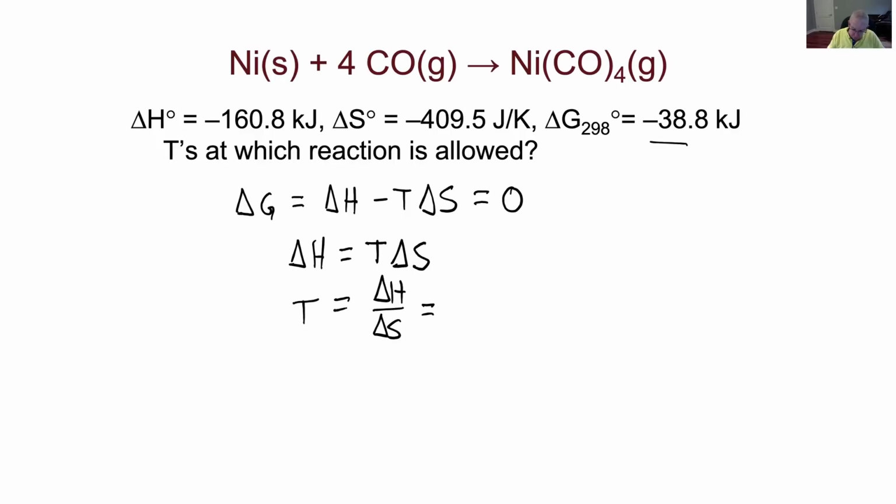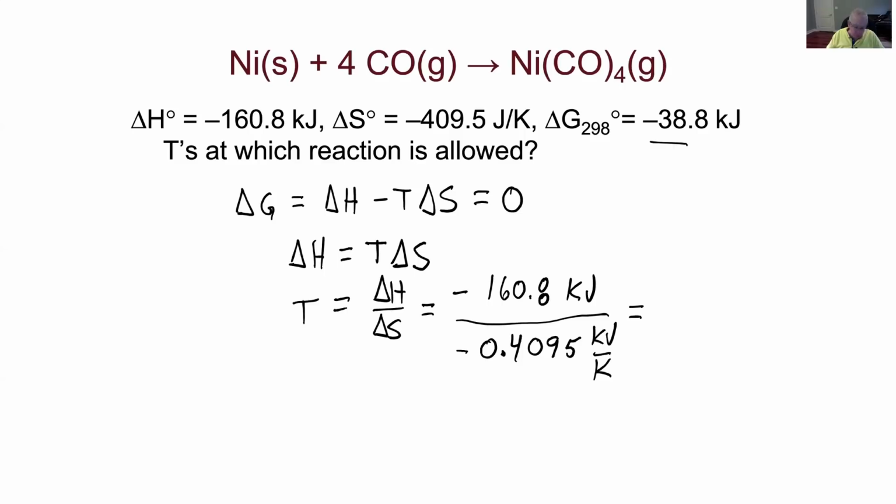Once again, I have to be a little careful about my units. Minus 160.8, and that's in kilojoules, which means down here, minus, I'm going to put this in kilojoules again, so I'm once again going to make it from 409 into 0.409. That's now in kilojoules per Kelvin, so when I divide them, I'll get Kelvin, and that comes out to be 393 Kelvin.